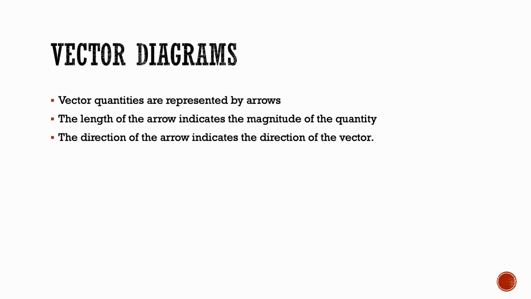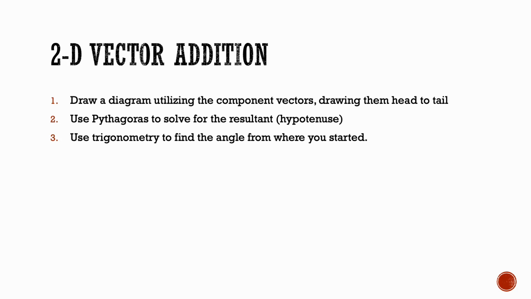Now, if we're adding vectors in 2D, we want to draw a diagram utilizing the component vectors, drawing them head to tail. So for example, that means that if this is our first vector, our second vector would start there. So we have the head of one arrow to the tail of another vector. Now, if we have two vectors at 90 degrees, we use Pythagoras to solve for the resultant or hypotenuse.